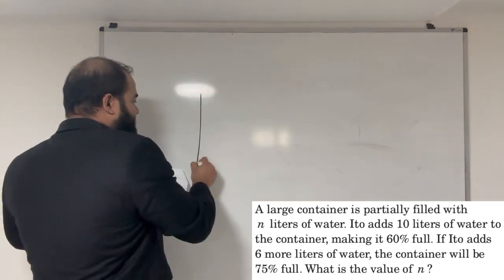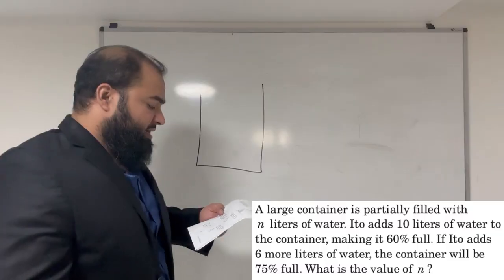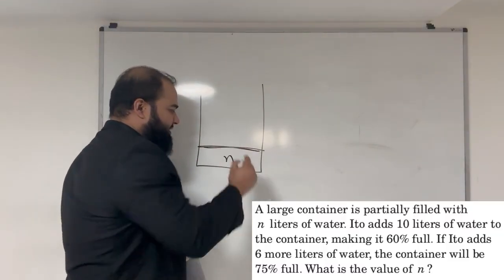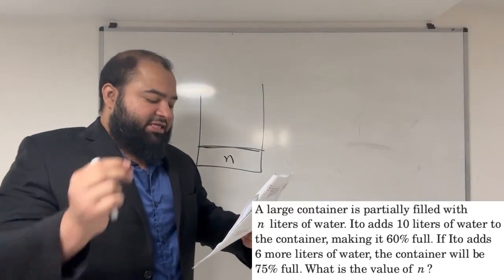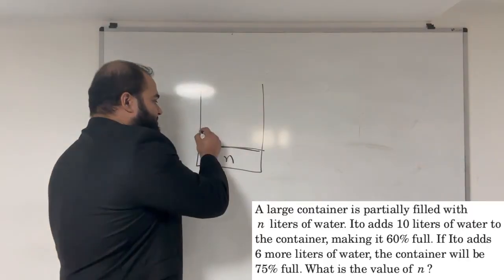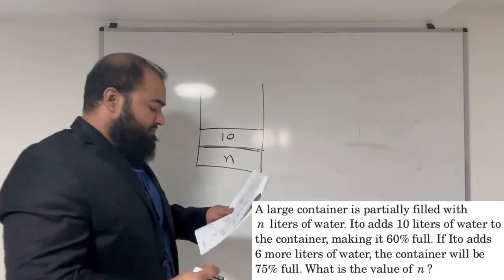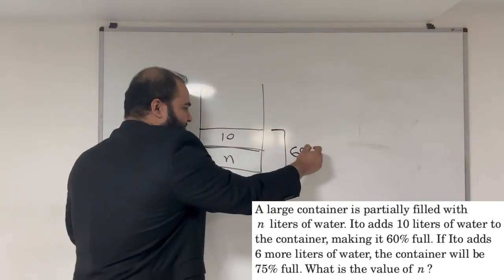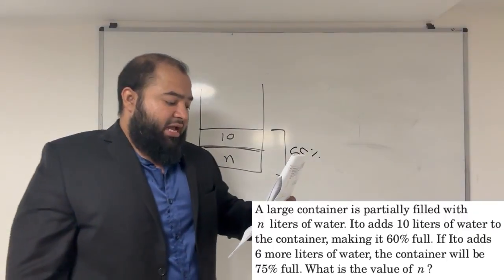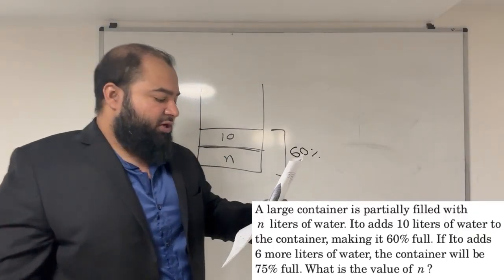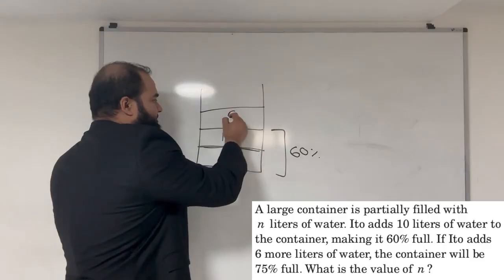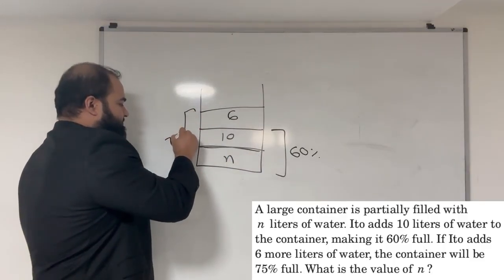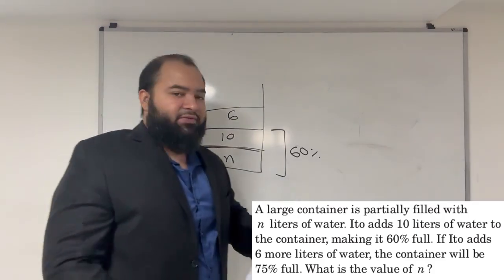So they said there is a large container. It's partially filled with n liters of water. So let's say n liters of water in there. And someone adds 10 liters of water to the container. So 10 more liters of water added, making it 60% full. So now this is 60%. And then she added 6 more liters of water, making it 75% full. Okay, so now what is the value of n?